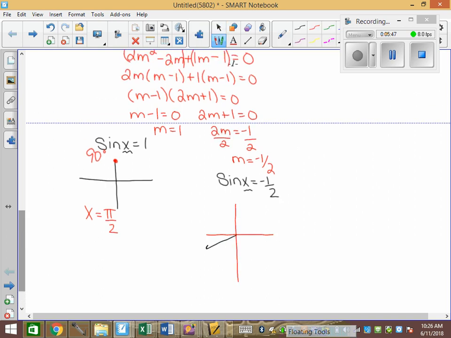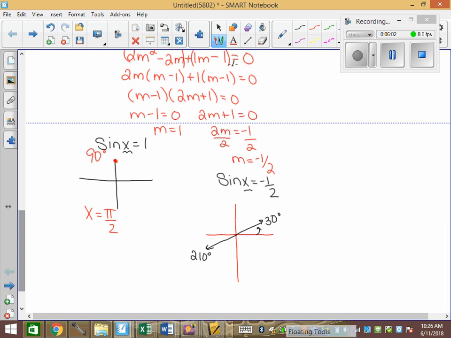Sine is negative a half here and here at the 30 degrees. So I'd have 30 and I have 210. I'm just showing it in degrees because most of you are going to do it in degrees and convert after, even though I tell you not to, you will, which is okay, as long as you get the answer right.